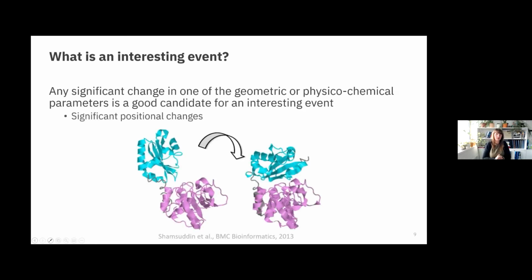One of the geometric examples could be, for example, some significant positional changes which are happening within the protein. So for example, in this image, we can see a protein consisting of two domains, and they are connected by this hinge here. And this hinge is causing some closing and opening of these domains. If the domains are opened, then it can signify that maybe some small molecule can enter this space, and then there can be some chemical reaction, which is not possible when these domains are closed. So when the hinge is opening, this could be detected as a significant, interesting event within the whole simulation.